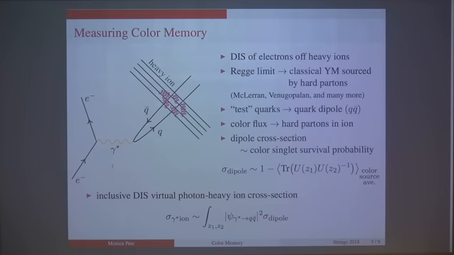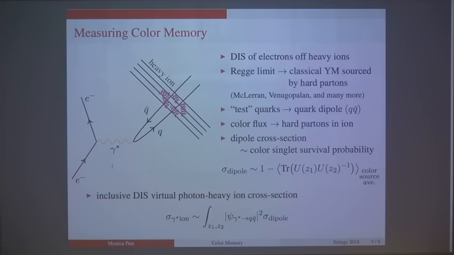Now, there is substantial literature arguing that in the Regge limit, the dynamics can be described by classical Yang-Mills theory sourced by the hard partons in the ion. This means that as the dipole traverses the heavy ion, it acquires net color according to the color memory effect. Then, since the dipole cross-section is determined by the survival probability for the dipole to remain in a color singlet, it is determined by the color memory effect.